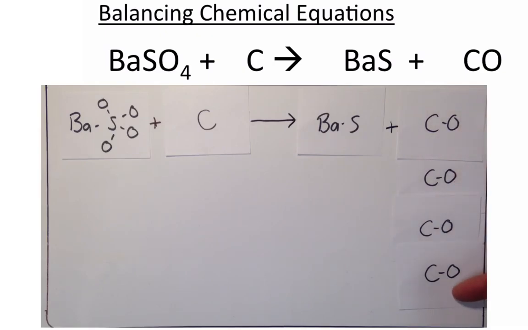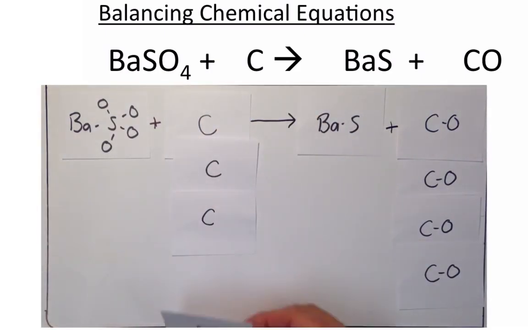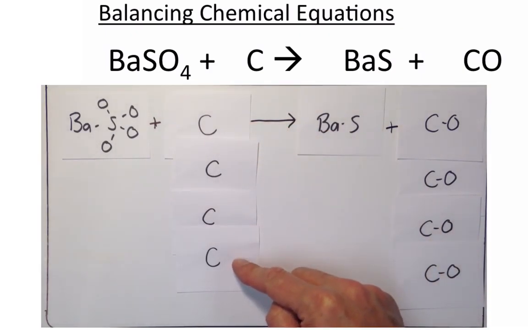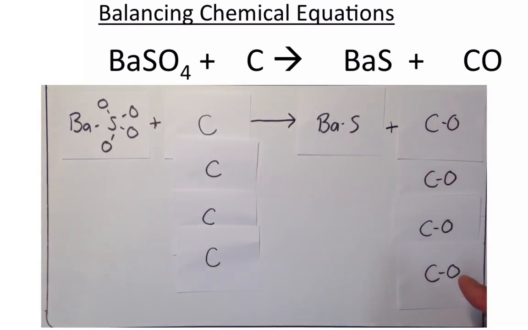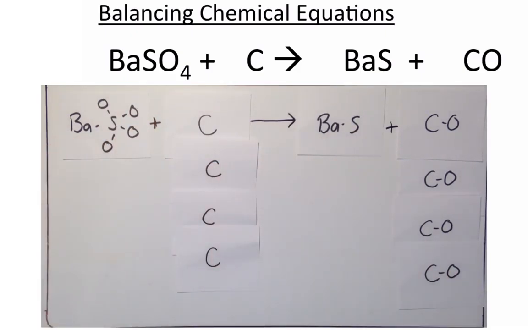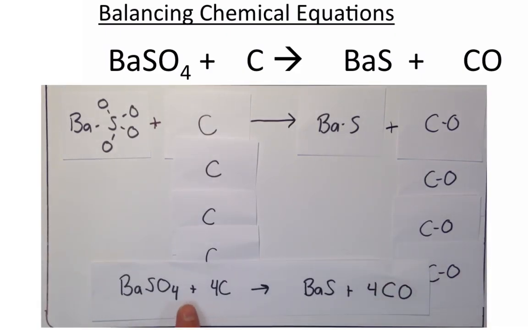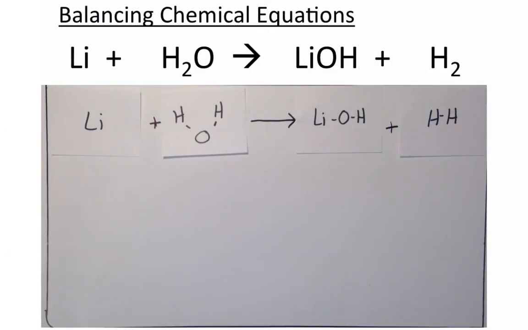Now I have 4 oxygens on this side, 4 oxygens on this side. But now I have 1, 2, 3, 4 carbons on this side and only one here. So I need to add 3 more carbons. Now I have 4 carbons, 4 carbons, 4 oxygens, 1 sulfur, 1 barium, and my formula is BaSO4 plus 4C yields BaS plus 4 carbon monoxides. Let's look at another one.